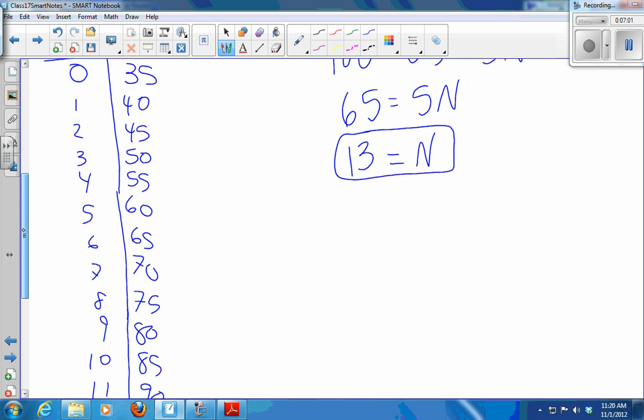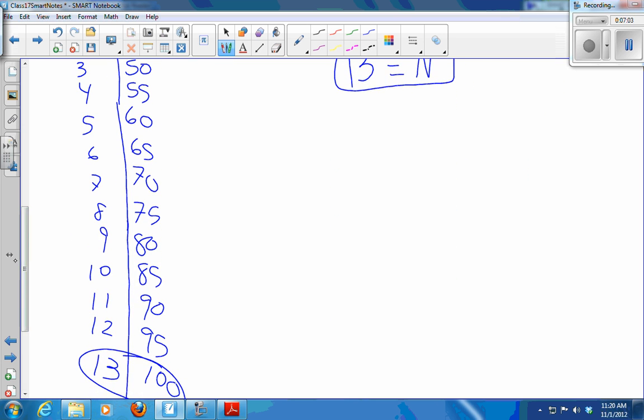So you can solve this either way. And on your test, I believe I'll state the question as, write a recursive or an explicit formula, and you can answer the question either way. You can make a table, figure out how long it takes, or solve an equation.